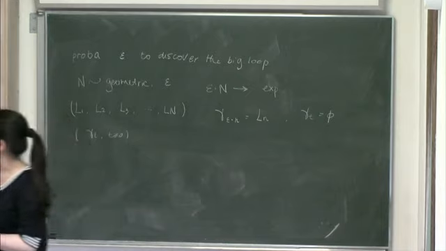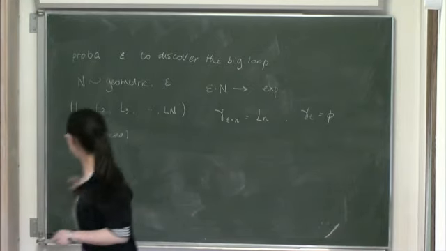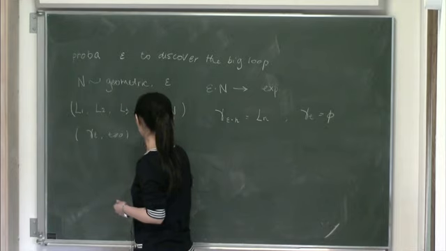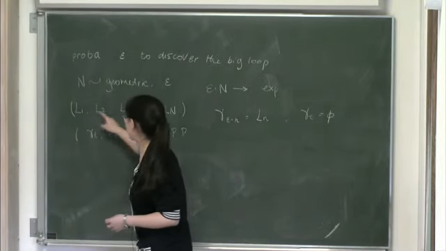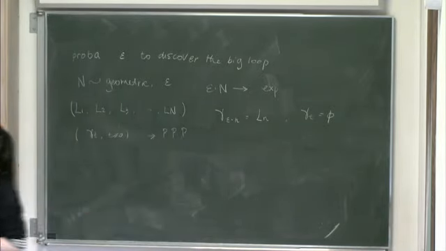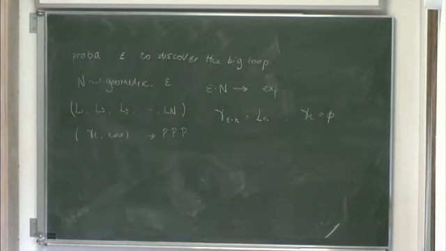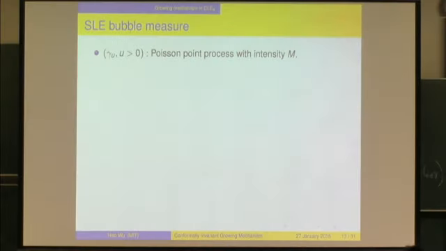And then we can expect that as epsilon goes to 0, this sequence will converge to a Poisson point process, because all these steps are IID. So this is our discrete exploration, and when we let epsilon go to 0, we can imagine that this discrete exploration will converge to a Poisson point process. So in this Poisson point process, the intensity M should be a bubble measure. So here on this page, I will explain more on what this bubble measure will look like.